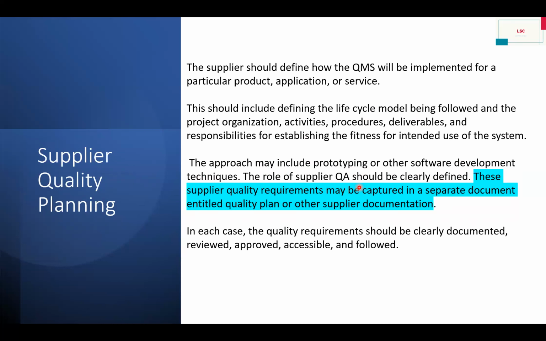The role of the supplier QA should be clearly defined. This supplier quality requirement may be captured in a separate document entitled quality plan or other supplier document. So you can say quality plan of the supplier. You can document all the planning in that document as a supplier. In each case, the quality requirements should be clearly documented, reviewed, approved, assessed, and followed. So the role of the QA from the supplier side is important here, so that the documentation can be reviewed properly and approved properly, and we can assess that.